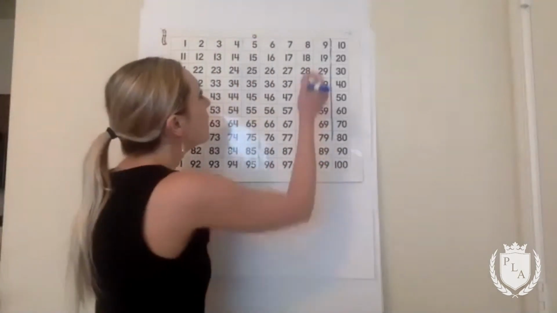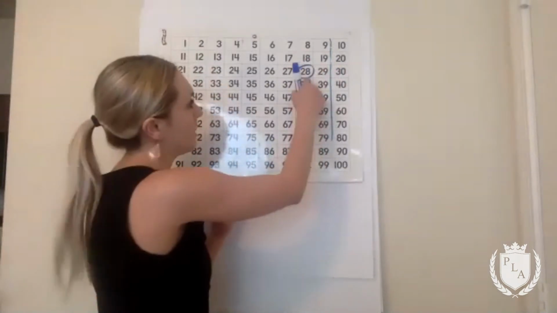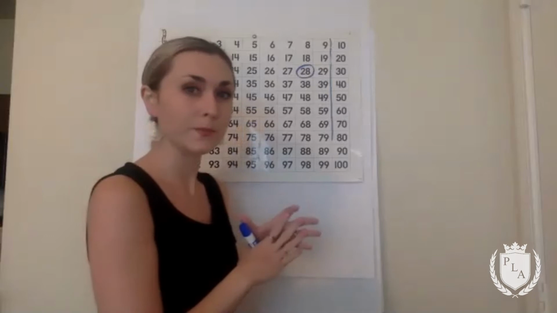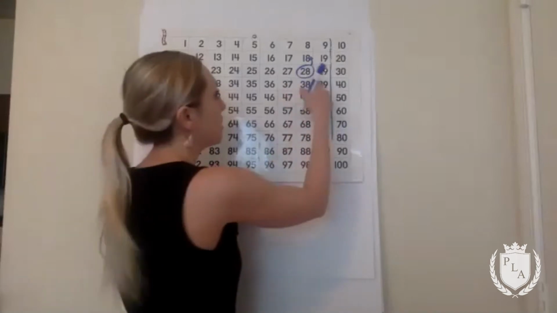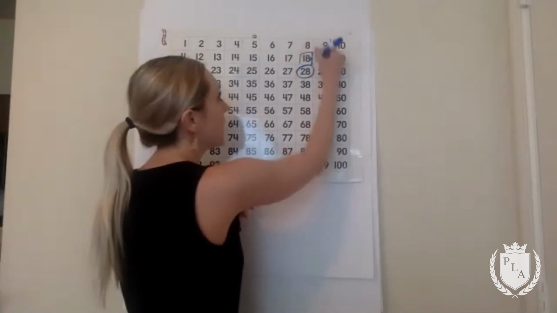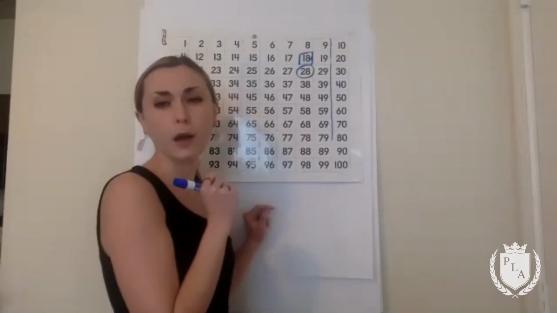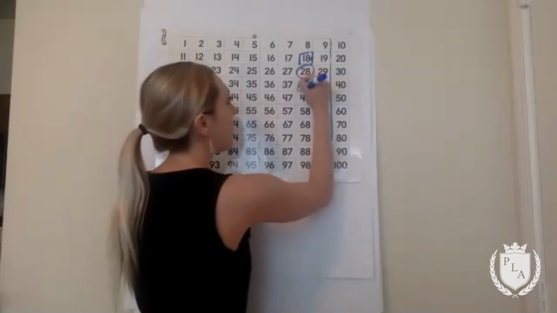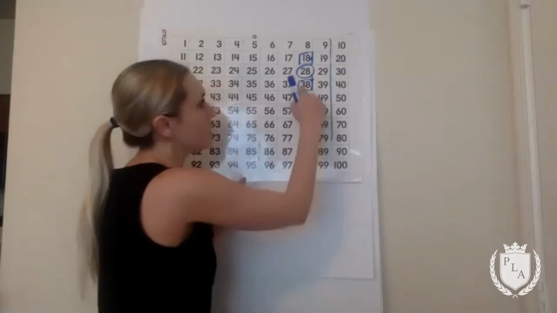Okay, let's try another one. I'm going to choose the number 28. What do I do if I want to find 10 less? Do you remember? If you said jump up, you are right. So I jump up one square, so 10 less than 28 is 18. Do you remember how to find 10 more? If you said jump down one square, you are right. So I jump down one square, so 10 more is 38.